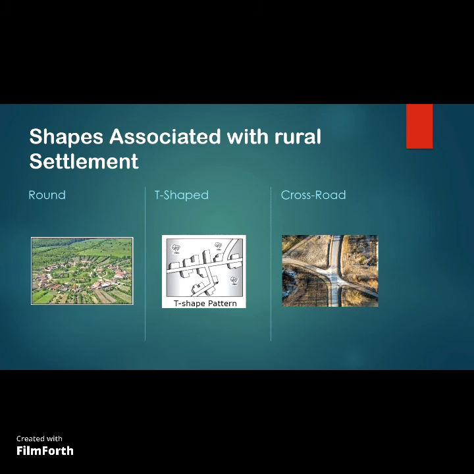Let's move to the shapes associated with rural settlements. There are many shapes associated with rural settlement, but we will focus on these three as they are the most common ones. Firstly, we have round-shaped settlements. These settlements are known because the houses are constructed in a circular shape. That's why they are known as round shape.